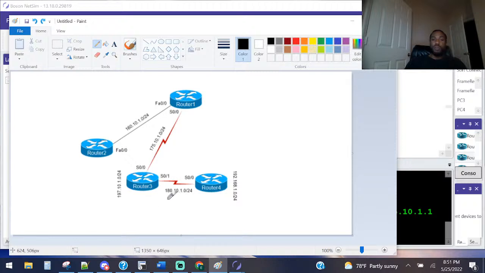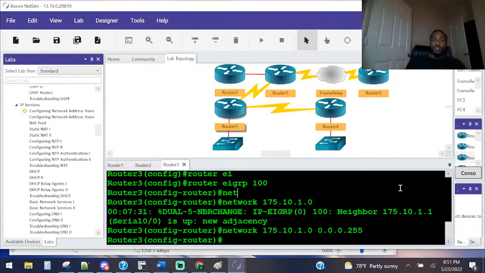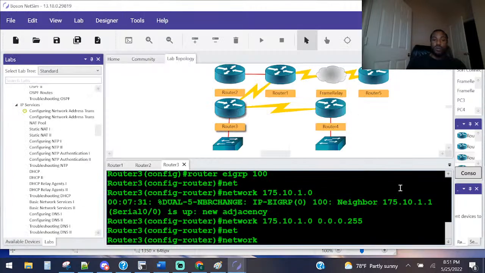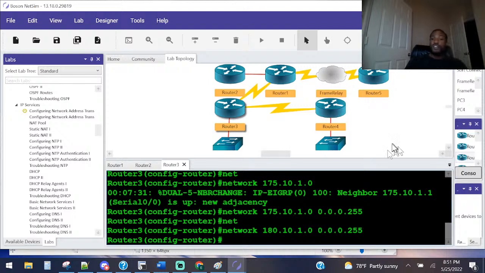Now we need to put one more between these two guys. So router 3 also needs a network statement for the 180 network, right? Y'all see that? Router 3. So network, what is that? 180.10.1.0, with the wildcard mask 0.0.0.255.